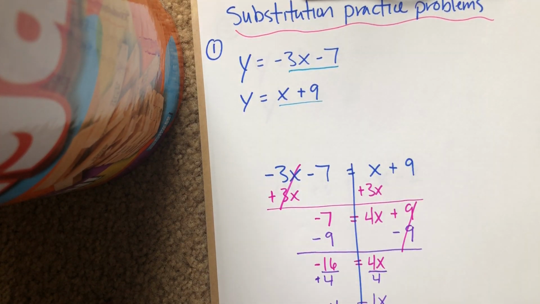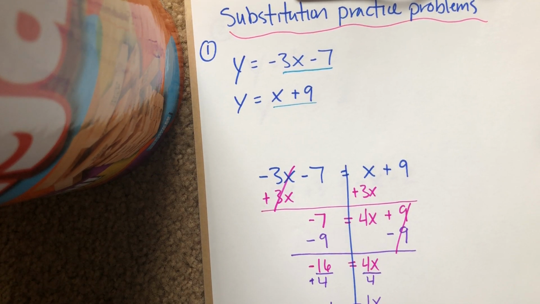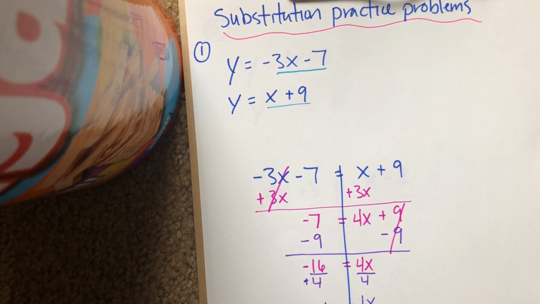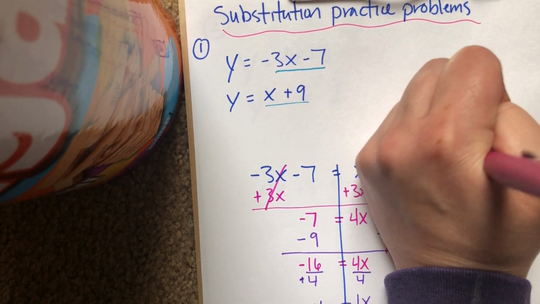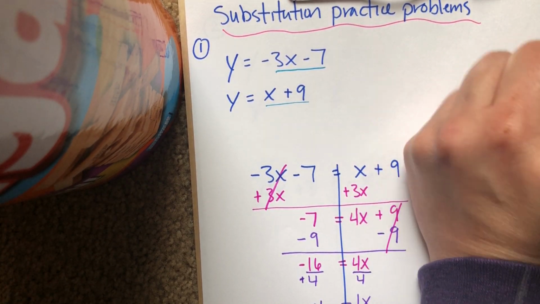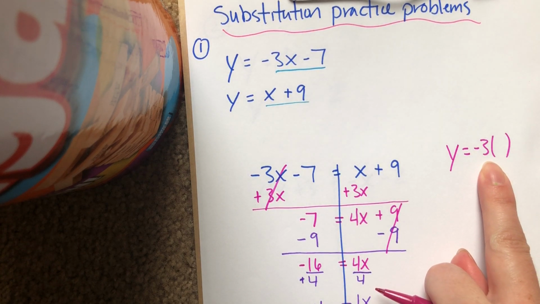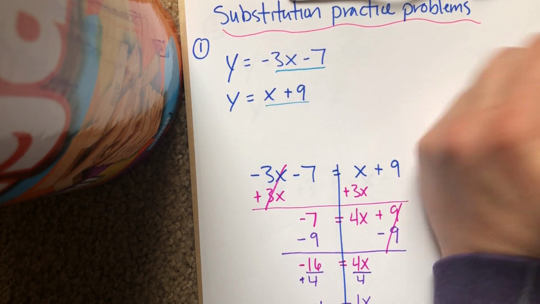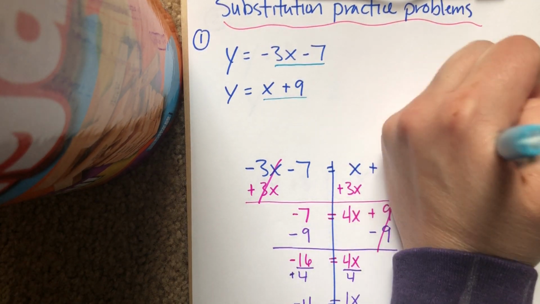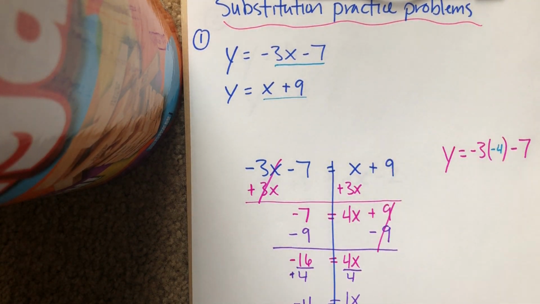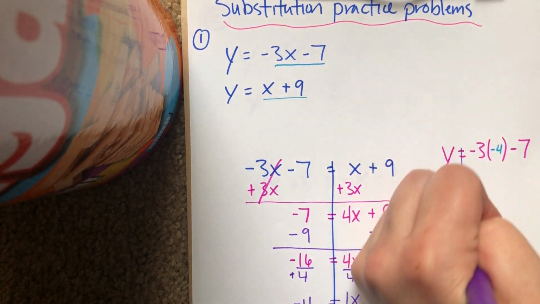To show you that, I'm just going to do both of them and show you that they both work, but you can choose which one. You only need to do one. So I'm going to rewrite this as y equals negative 3, I'm going to leave a space for where the x would have been, minus 7. And I'm going to plug in negative 4 here. And then I'm just simply going to solve until I have one number.